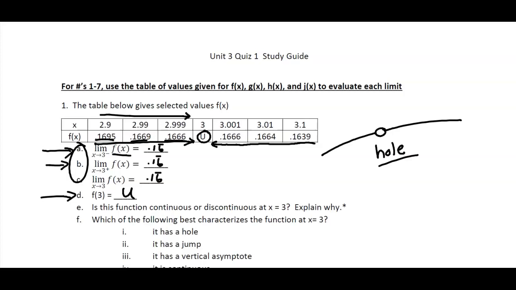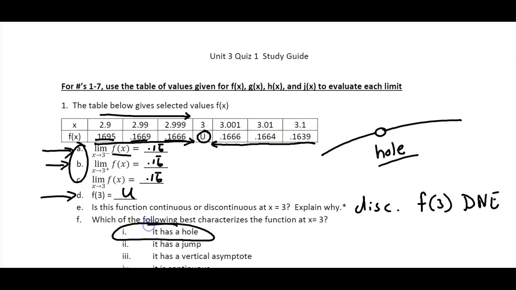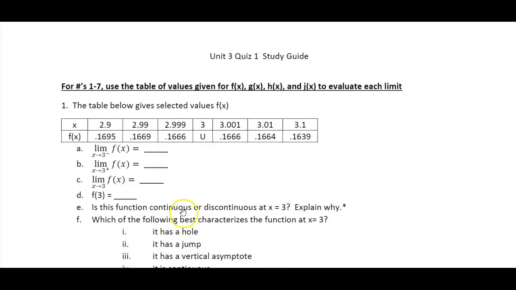Is this function continuous or discontinuous at x equals 3? Well, it's discontinuous. And I've given you guys 3 reasons why a function may be discontinuous. One is because the limit doesn't exist, one is because the function doesn't exist, and the last one is because even though both of those things may exist, they're not equal to each other. In this case, the fact is that the function doesn't exist. And which of the following best characterizes this function at x equals 3? As I've already said to you, it has a hole on it. All right, let's go ahead and continue our journey here.